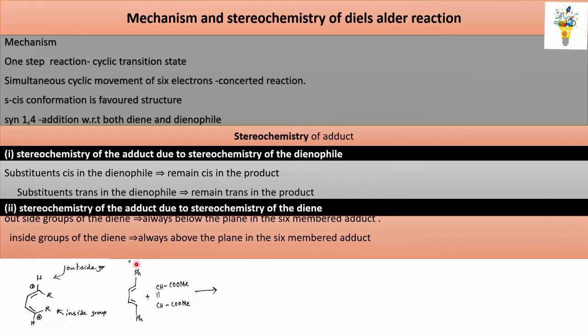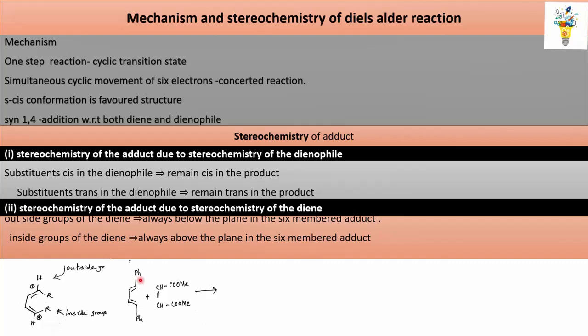So see this reaction. In this butadiene, two phenyl groups are attached. Here the phenyl is the outside group and hydrogen is the inside group. And the dienophile is in the cis position. What is the product we expect? By the stereochemistry concept, cis always gives cis. So there is no doubt.